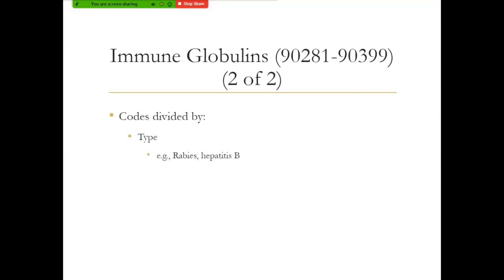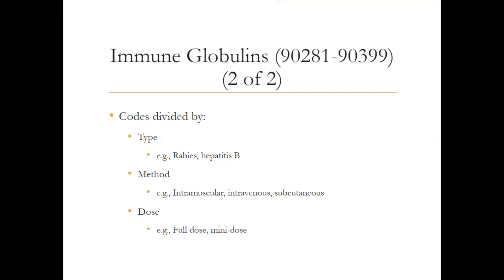I'm going to talk a little bit more about immune globulins, 90281 through 90399. Codes in this subsection are divided by the type of immune globulin, method of injection, and type of dose. The type, for example, would be rabies or hepatitis B. The method would be intramuscular, intravenous, or subcutaneous, and the dose could be full dose or a mini dose.